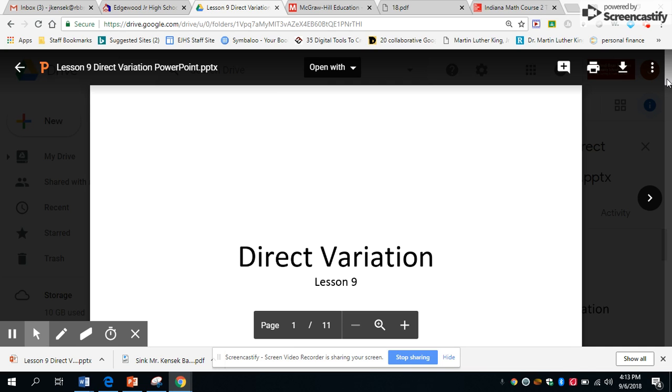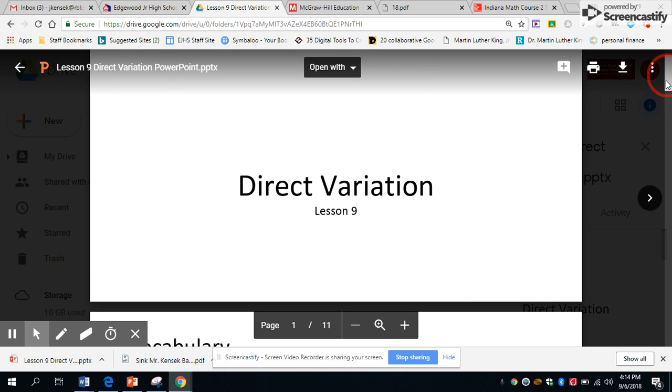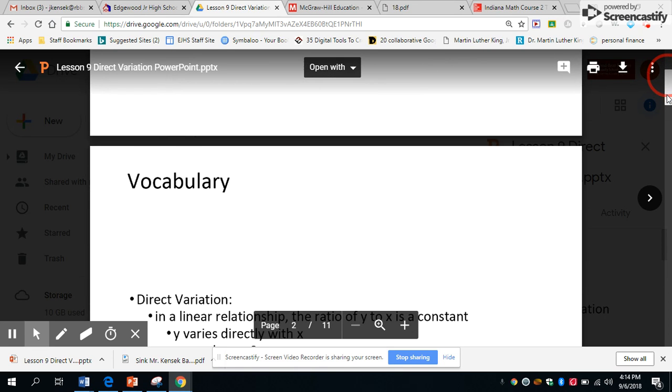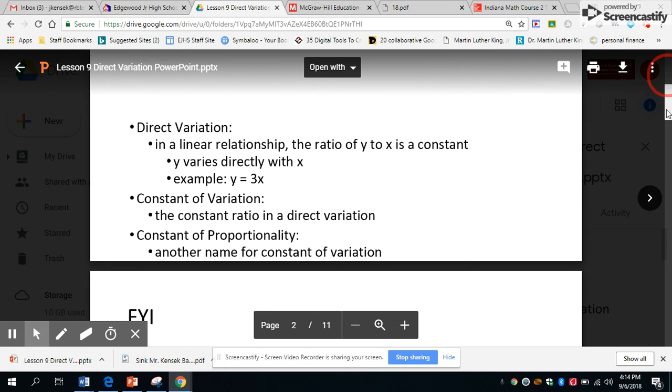Hello, I wanted to talk about lesson 9 today, direct variation. I find it's a little bit confusing because of some of the vocabulary that's used. And then fourth period today, I know we had a fire drill, so we didn't get through all the notes. So I wanted to make sure that we especially went over some stuff that would be helpful for you. We projected these vocabulary words before that fire drill.